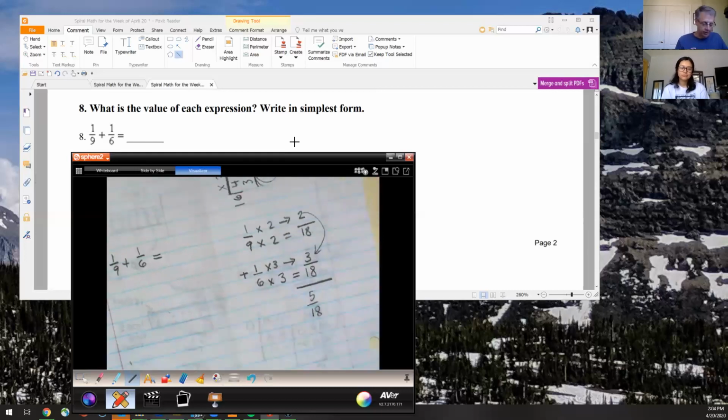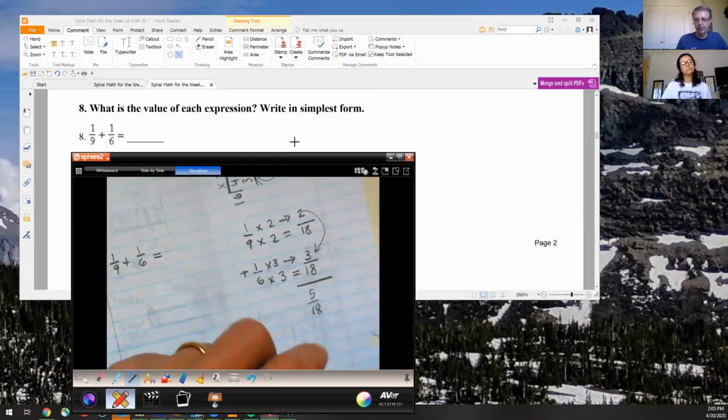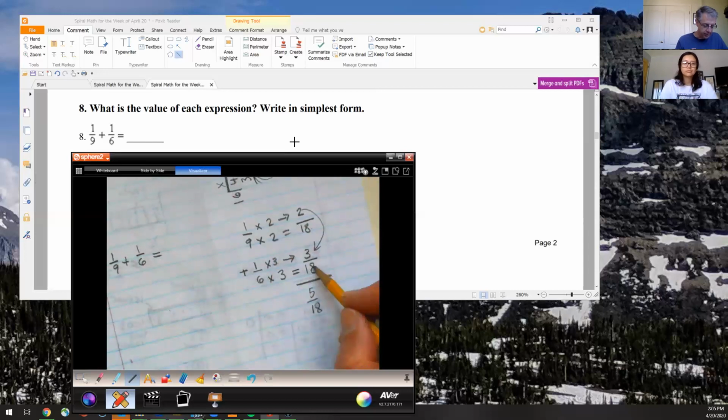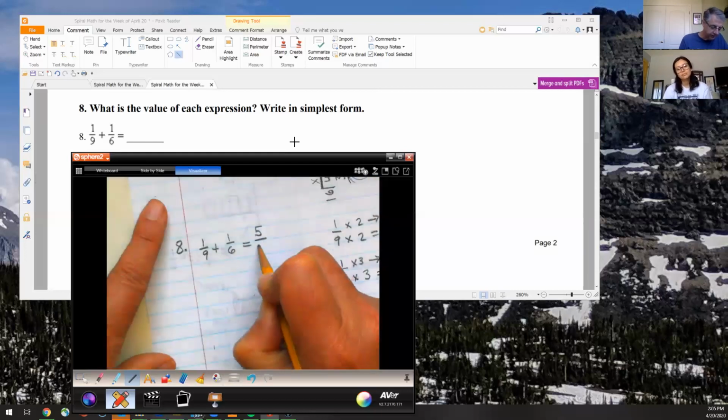One thing I like about doing it this way, where I find the least common multiple, is that I won't have to simplify when I'm done adding. I automatically know that when I find the least common denominator here, when I add these up, I won't have to simplify the fraction down. And 5/18 I can't simplify. So now I know that 1/9 plus 1/6 is equal to 5/18.